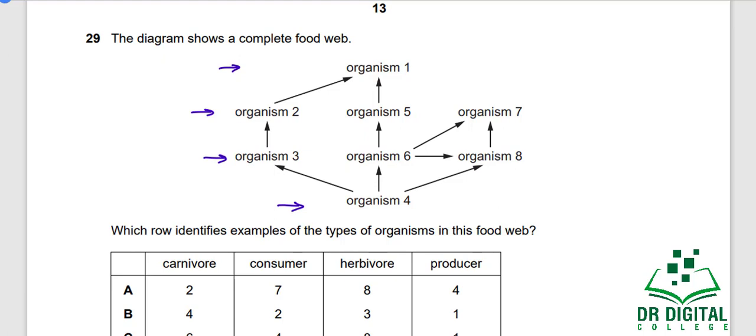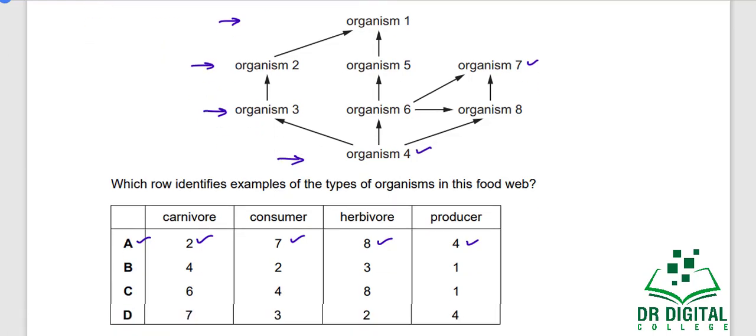A is 2 is carnivore. Yes, this is true. 7 is the consumer. Where is the 7? 7 is this one. Yes, everyone other than organism 4 is a consumer. That is true. 8 is herbivore. Yes, 8 is herbivore because it is directly feeding on organism 4. That is true. 4 is producer. Yes, 4 is producer because everyone is feeding on it. So that is true. So the correct answer for this question can be A.